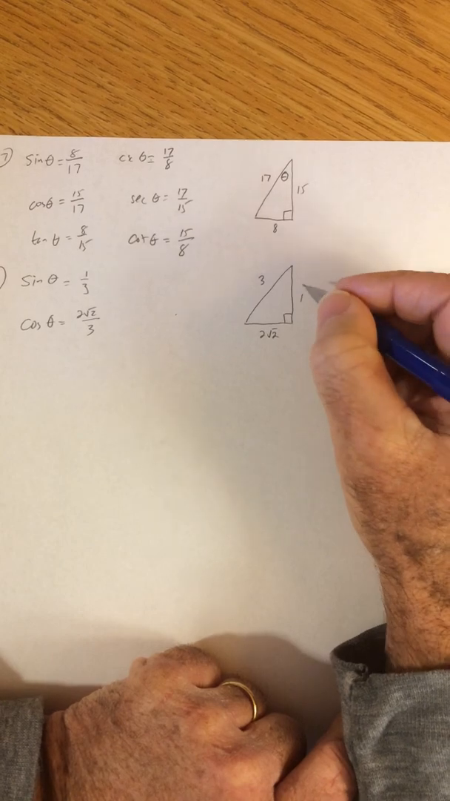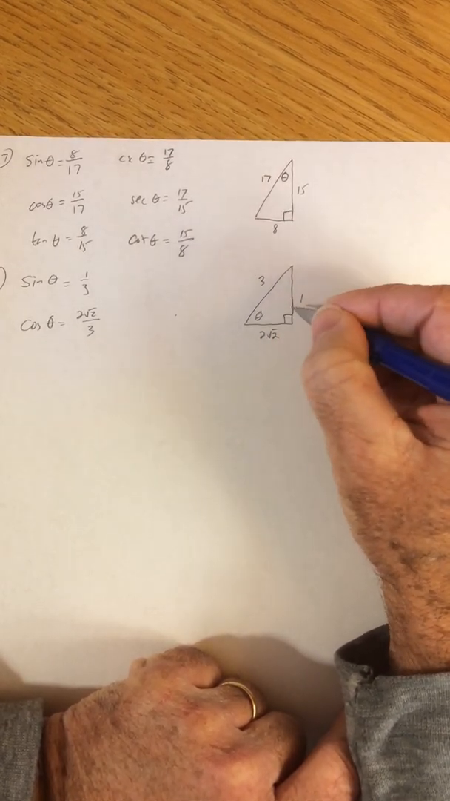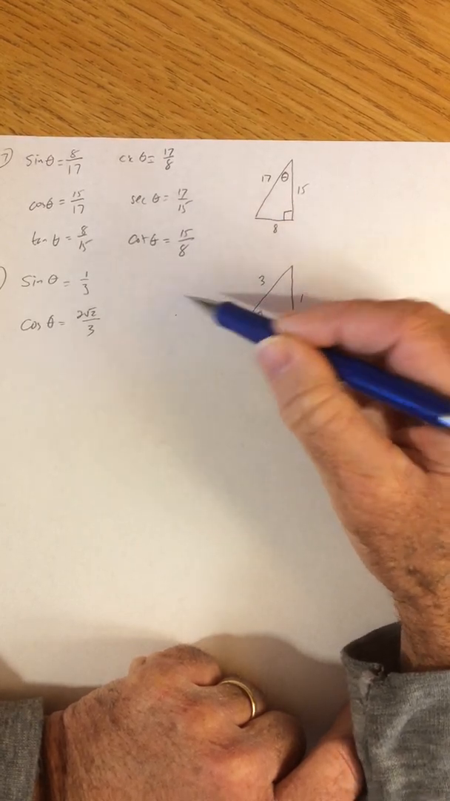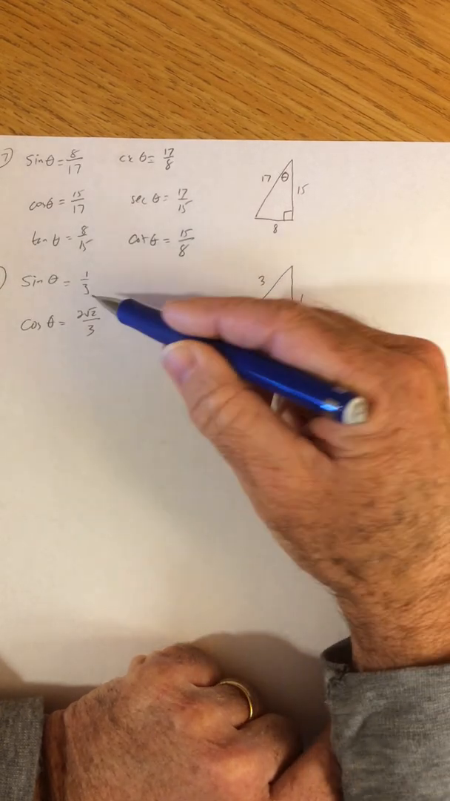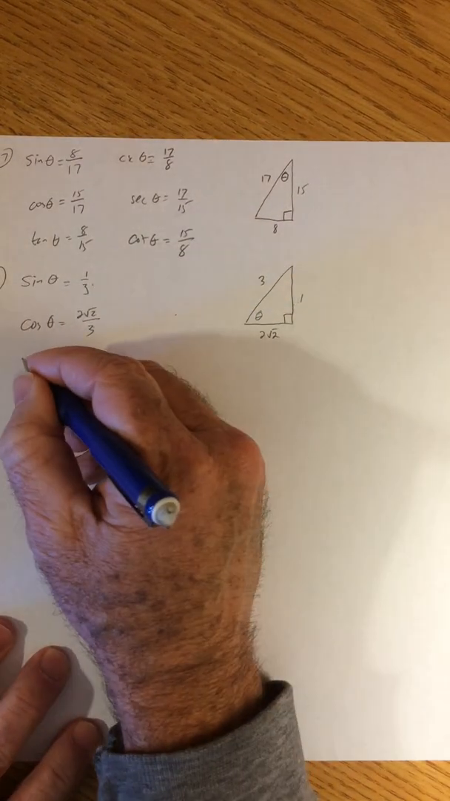All right, and this time I'm going to put the theta over here, and I did this on purpose to make sure that you know that angle can be anywhere. But if the sine theta is given as 1 over 3, the opposite has to be the 1. The hypotenuse is 3. The 3 is on the bottom of both sine and cosine. That is the hypotenuse. Okay, let's look at the triangle.